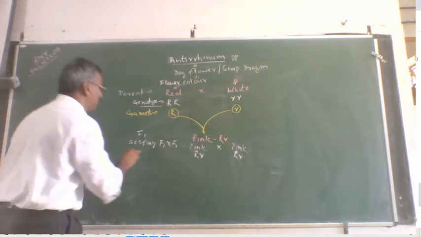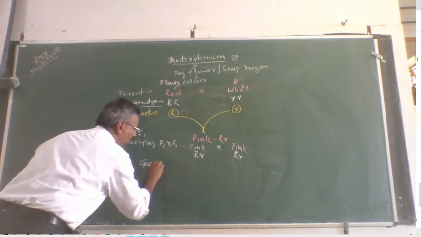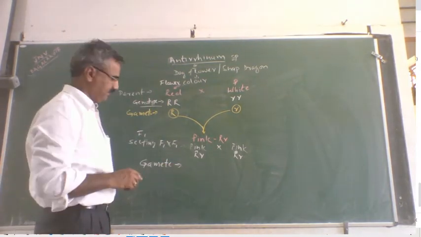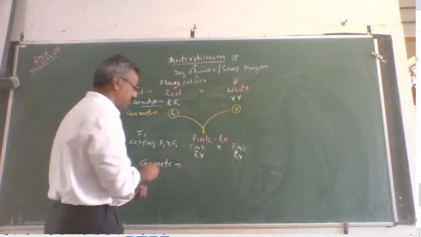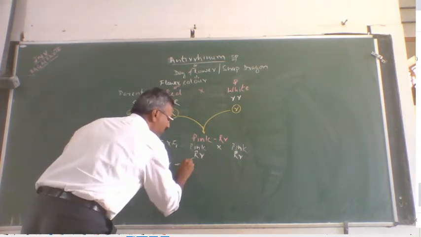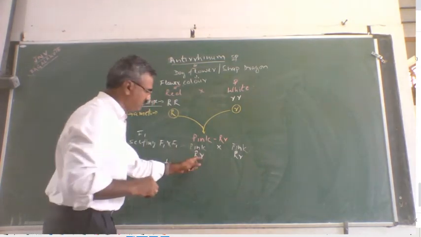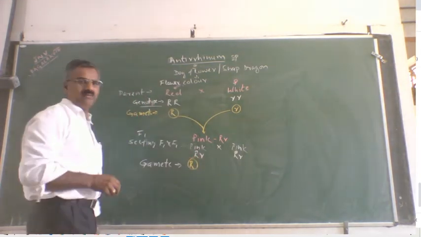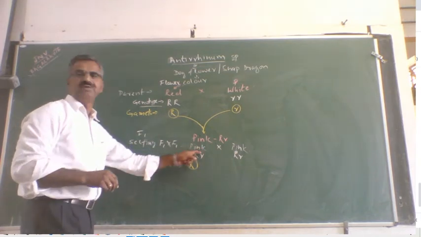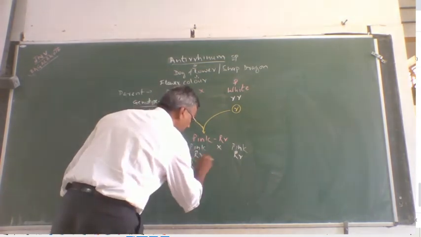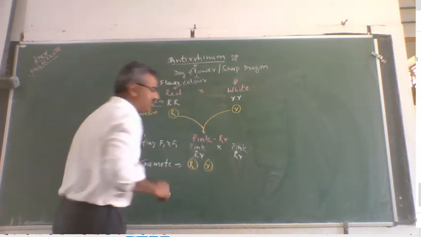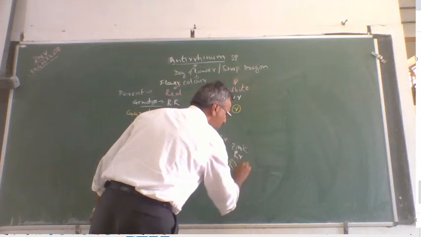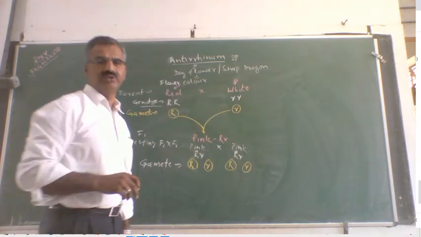Then what about the gamete? How many types of gametes can you expect here? Two types. Which are they? Capital R, good, and small r. Two different types of gametes are present here. Quite naturally, you'll get two different types of gametes here. So one is capital R, and another one is small r. What about this here? Capital R, small r. So they got like this.